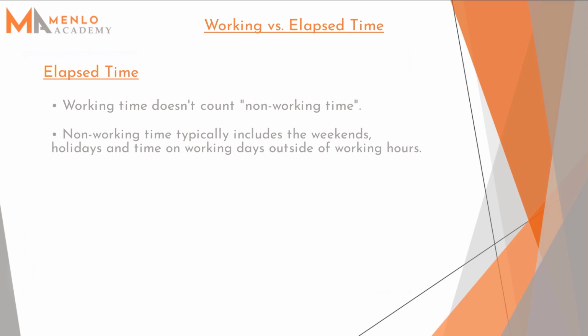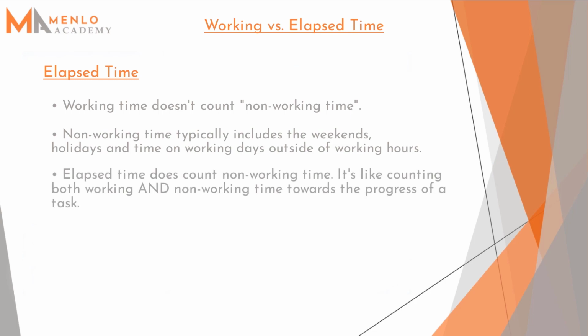This brings us to the distinction between working time durations and elapsed time durations. A working time duration only counts working time towards progress of tasks. Non-working time is ignored. An elapsed time duration, on the other hand, allows both working and non-working time to count towards the progress of tasks.